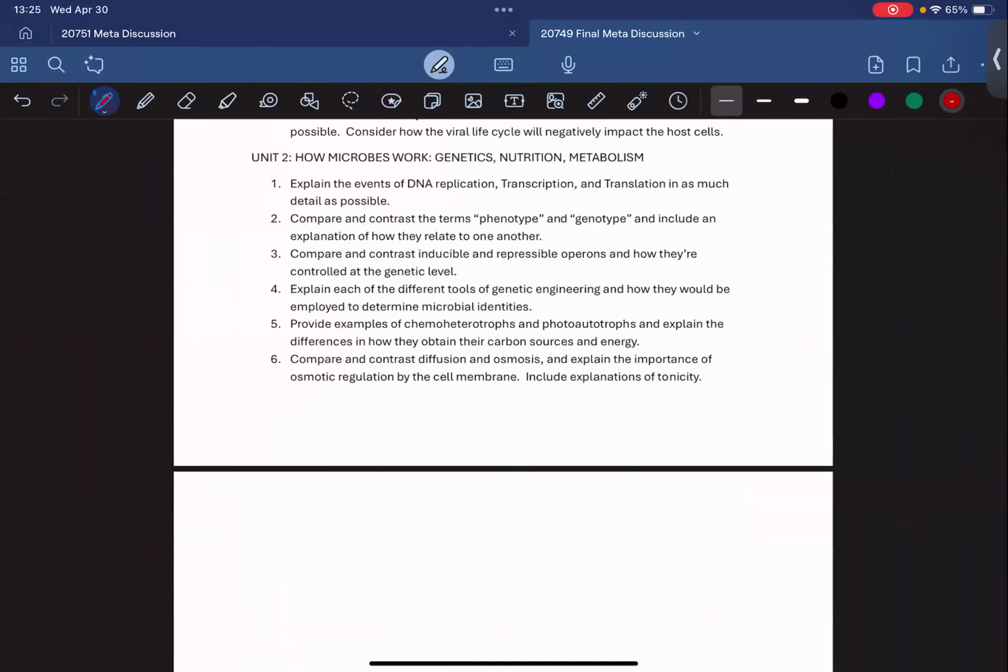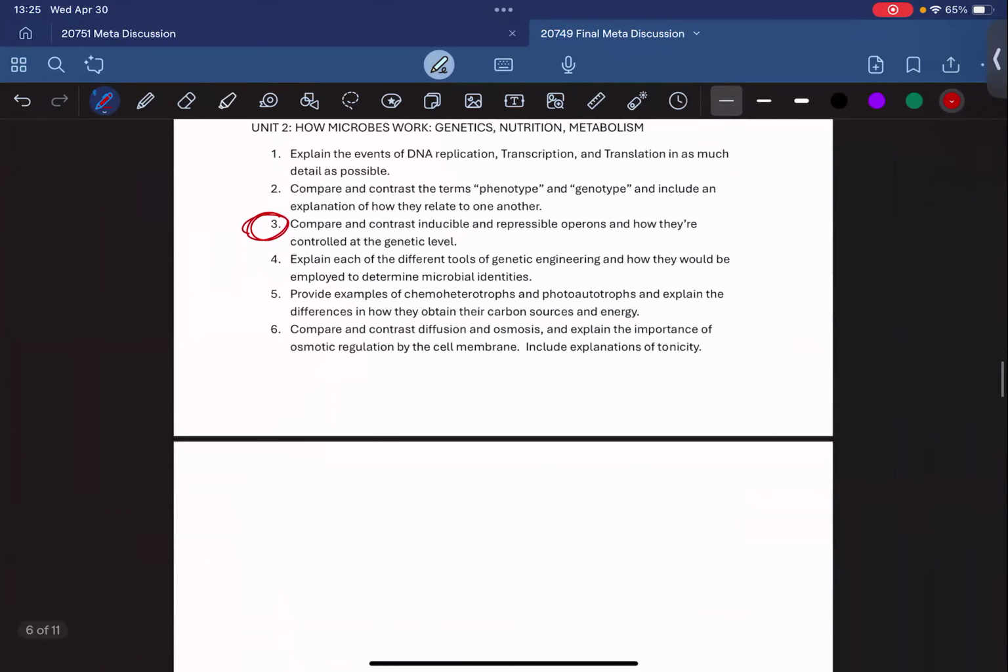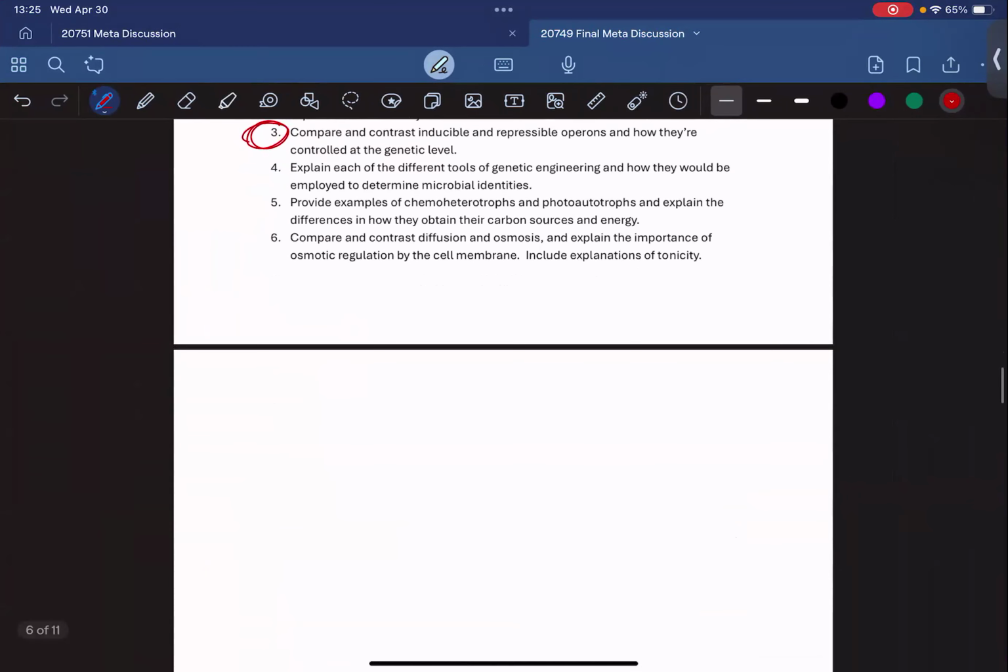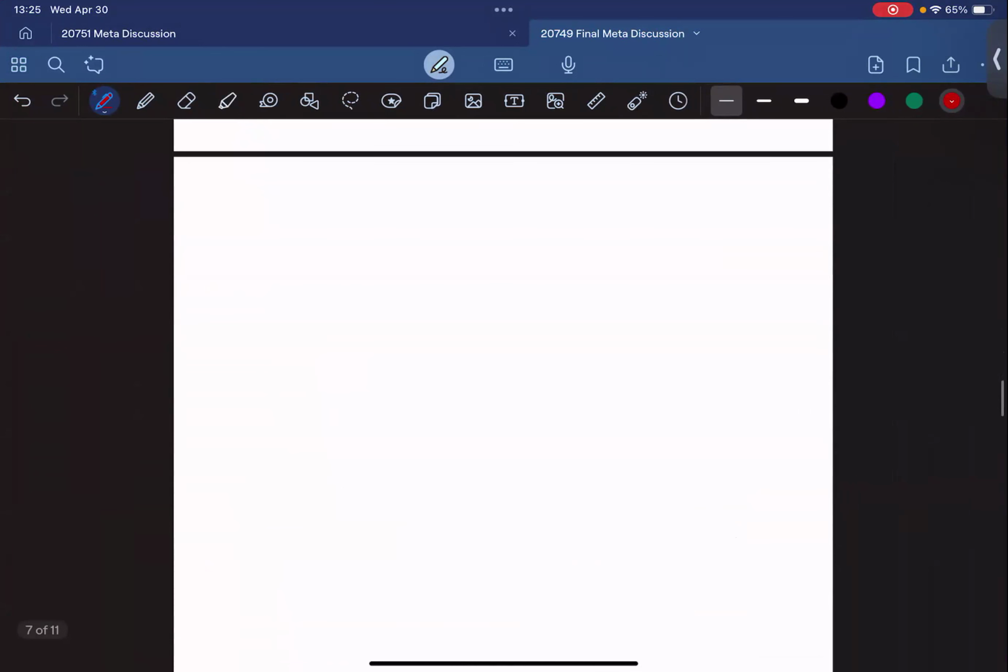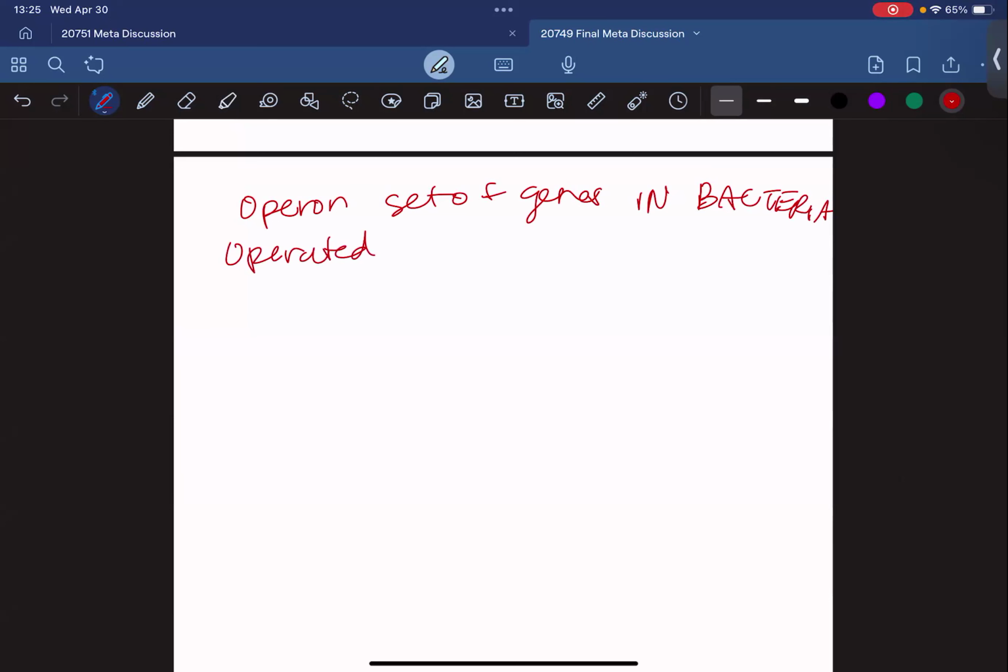Okay, compare and contrast inducible and repressible operons and how they're controlled at the genetic level. Oh, this is a good one because you guys struggle with operons too. All righty. Well, an operon is a set of genes, only in bacteria, operated by a single operator region and promoter region.